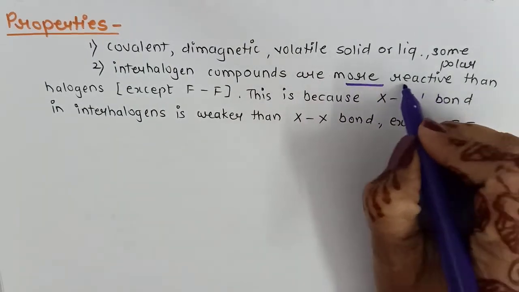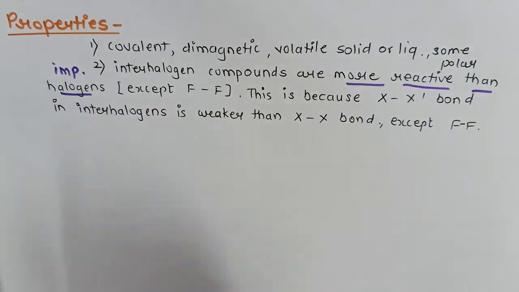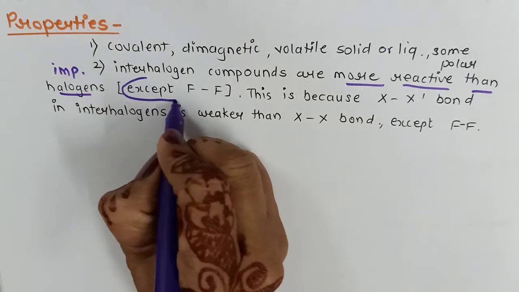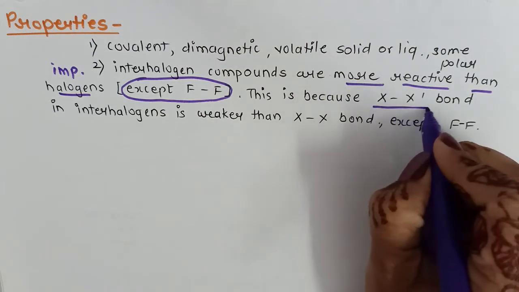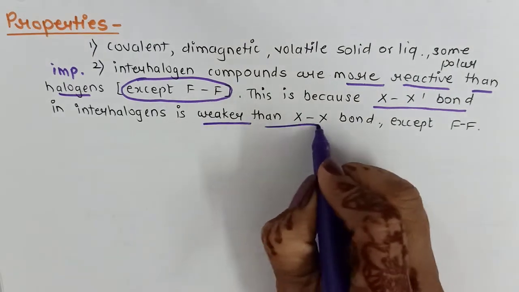This is a question which is frequently asked in the board exam as a give reason question: why interhalogen compounds are more reactive than halogens. But we have to remember the exception, fluorine. Fluorine will always be more reactive than interhalogens. Now why are interhalogen compounds more reactive? It is because, due to the difference in the sizes, the XX' bond is weaker than XX.